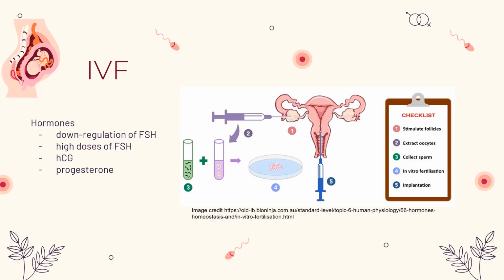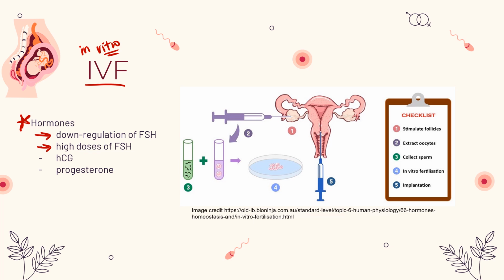Some humans may not be able to or may not want to get pregnant by those natural methods, and so we have this technology, IVF, as a backup plan. IVF stands for in vitro fertilization. Vitro means glass. This is done by manipulating lots and lots of hormone levels. Generally, the first part of an IVF treatment is the downregulation of FSH. This just means that we're pretty much putting a pause on the menstrual cycle so that doctors can control the timing of everything. That is followed by a very high dose, extra high dose of FSH, that follicle stimulating hormone.